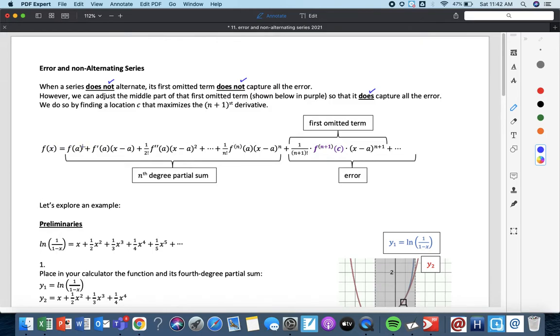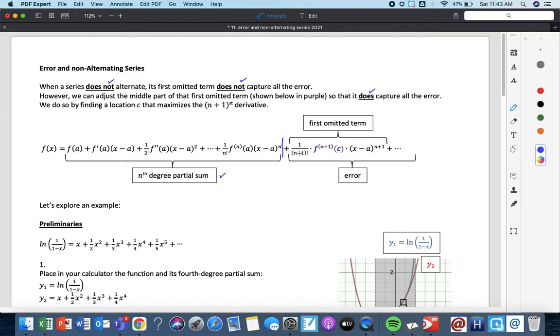So what I have written down below here is Taylor's theorem. For any function, you can build a series centered at any location to approximate that function. And I've written out the first n terms of Taylor's series, and if you stop after the nth degree, what you've created is the nth degree partial sum. So if you stop after the third degree, it's the third degree partial sum. If you stop after the fourth degree, it's the fourth degree partial sum, etc.